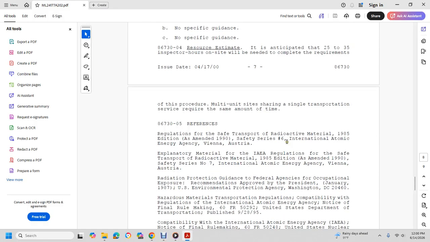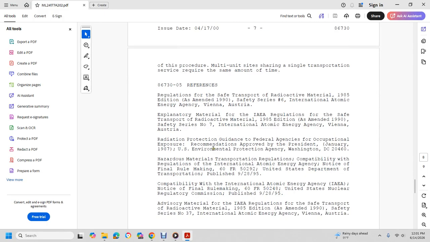regulation: Safety Transportation of Radioactive Material 1985, Safety Series 6, International Atomic Energy Agency, Vienna, Austria, explanatory material with the IAEA regulation, Safety Transport of Radioactive Material 1985, International Atomic Energy Agency, Vienna, Austria. Radiation protection guidance, Federal Agency, occupational exposure recommendation approved by the President of the U.S. Environmental Protection Agency, Washington, January 1987.